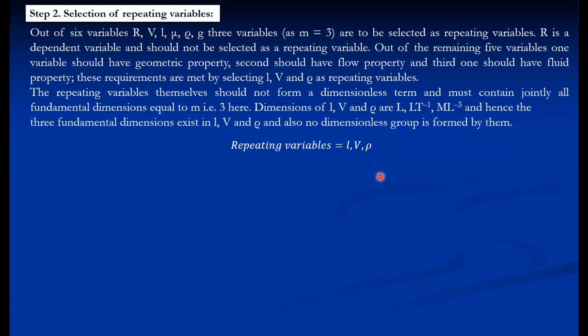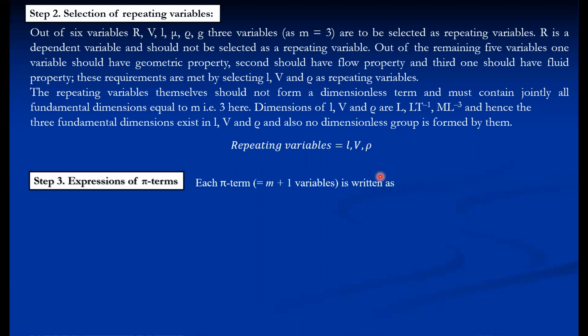So this is step number 2, a very important step: selecting the repeating variables. As far as possible, follow the guidelines for selecting repeating variables. Now step 3: there are 3 repeating variables and 4 variables involved in each pi term. Now we write the expression of each pi term; each pi term contains m plus 1 variables. So 3 pi terms are there, pi1, pi2, pi3. Then we assign the repeating variables L, V, rho in each case.